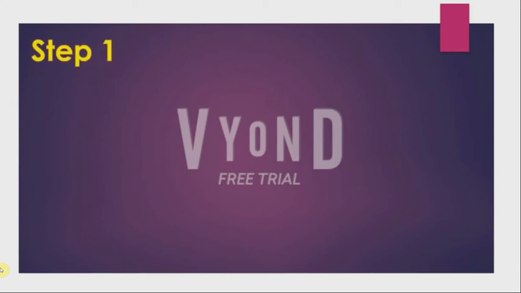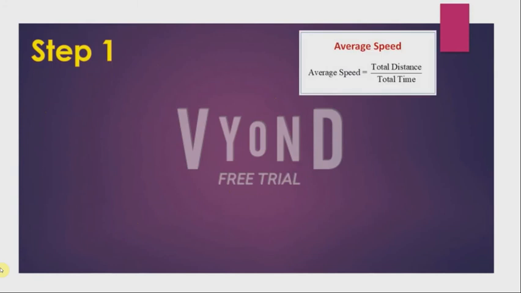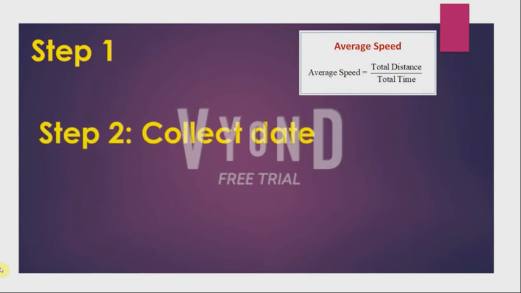As we agreed, when we are trying to solve mathematical problems, we need to follow certain steps. So the first step here, if I'm asking you to calculate the average speed, then the average speed rule is average speed equals total distance over total time. Step number 2, we need to collect the data or information that is given to us in the mathematical problem.